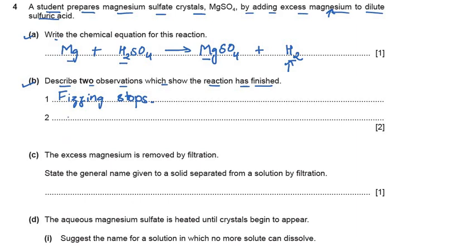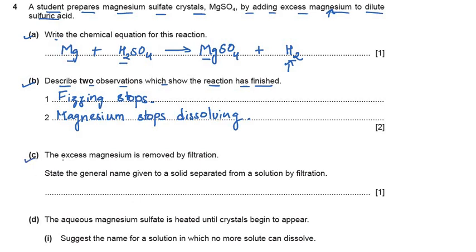The second observation is that magnesium stops dissolving. Magnesium stops dissolving, or magnesium is present in the conical flask or in the mixture. You can write anything. Here I am writing magnesium stops dissolving or stops reacting. Anything is acceptable. Magnesium stops dissolving. So here 2 marks for the 2 observations.